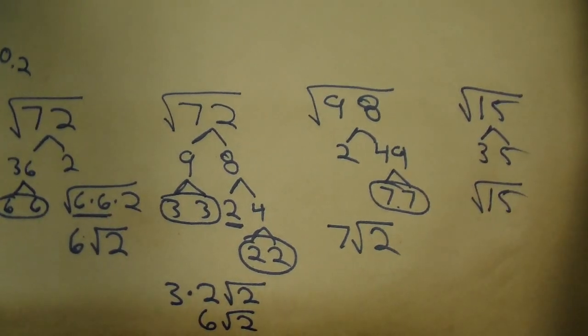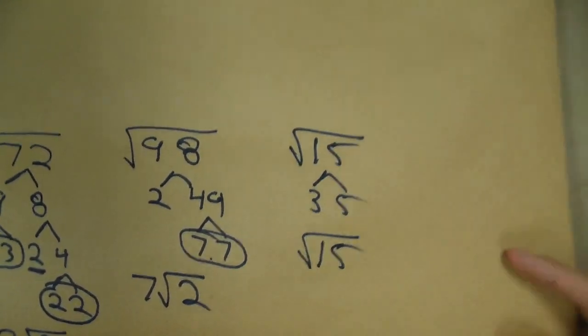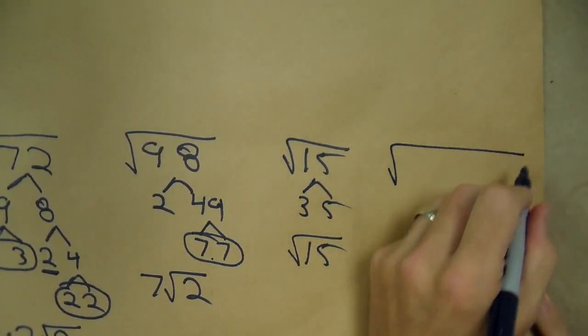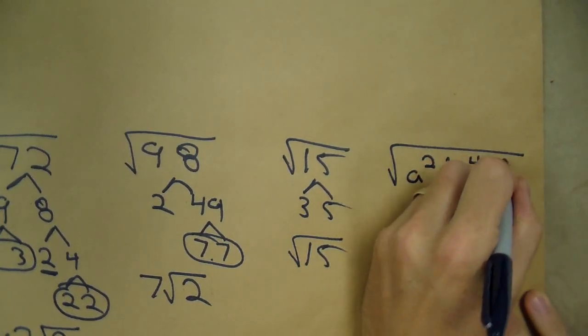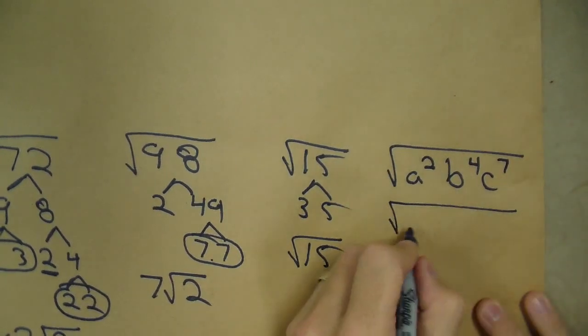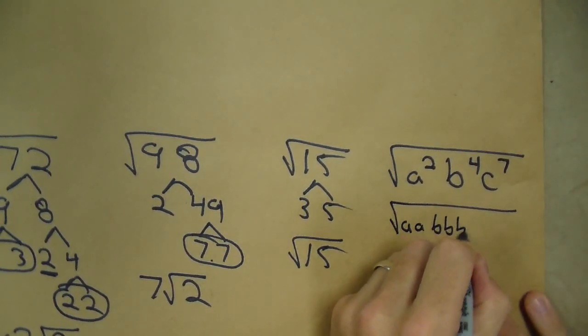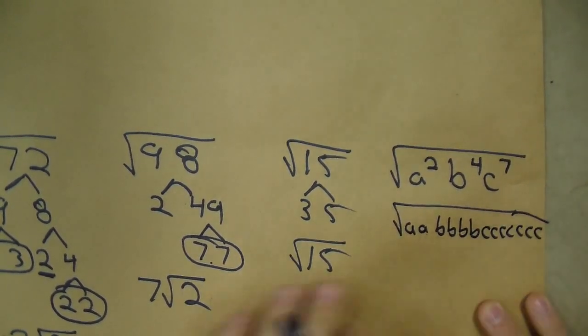Now we're not just going to limit ourselves to numbers. We can also look at variables. So let's say we had the square root of a squared b to the 4th c to the 7th. I'm going to write these all out. So I've got a, a, b, b, b, b, c, c, c, c, c, c, c.